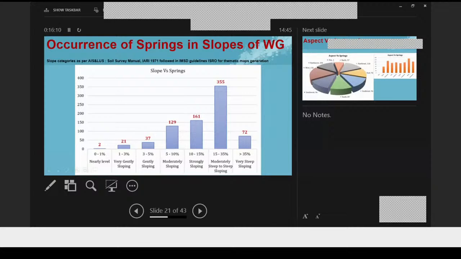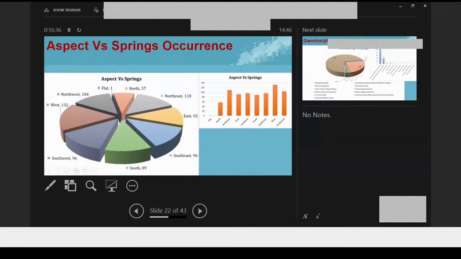Here we can see the behavior of the springs on slopes. On the moderately steep slopes of the Western Ghats, at 15 to 35%, we can see the highest number of springs. If the slope is greater than 35%, it is very steep and fewer springs are seen. Aspect-wise, there is no particular finding, as springs are almost equally distributed in all directions. That shows that the faults, fissures and lineaments are distributed in all directions.